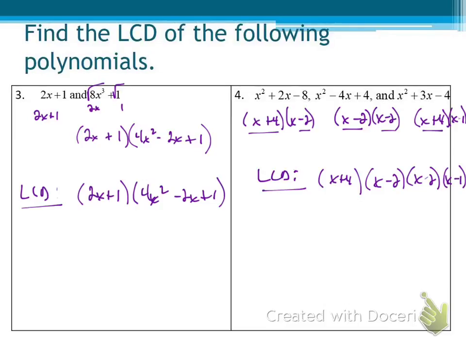We can only take each factor from each polynomial one time. So when I took this first x minus 2, I accounted for those x minus 2s, but there's a second x minus 2 in the second polynomial that I still had to bring as the least common denominator also, right? So there you go.